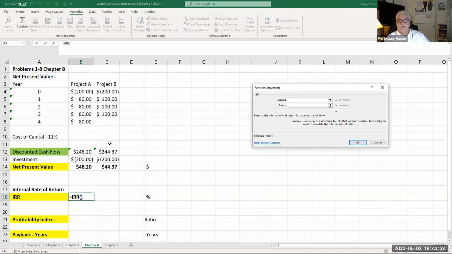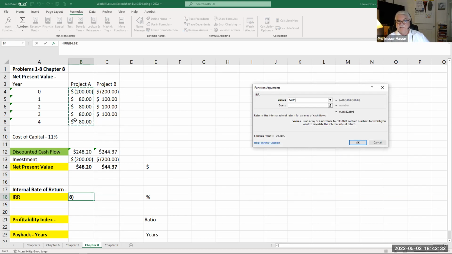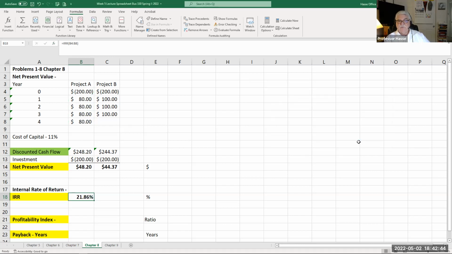So under values, you now take from year 0 to year 4. You include year 0, which is the negative investment year. And what is the return over 4 years of this cash flow and the investment? Well, the answer is 21.86%. So this project A investment is earning in dollars a net present value of $48.20, and in a percent, that's a return of 21.86%.